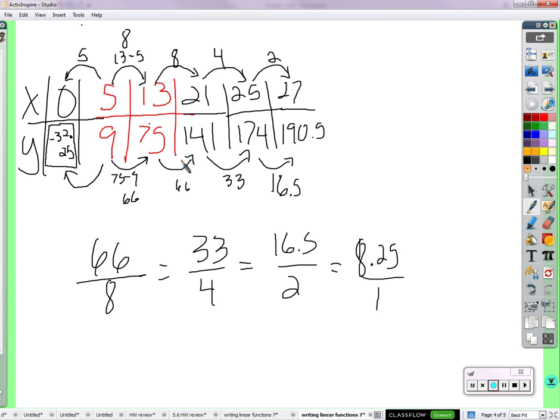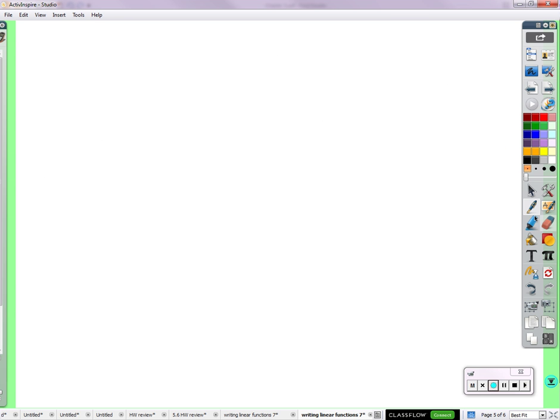So how much do we start with? How much money do we start with? Negative 32.25. So we have to start there and go up from there, right? Add on money to that amount. Plus 8.25.